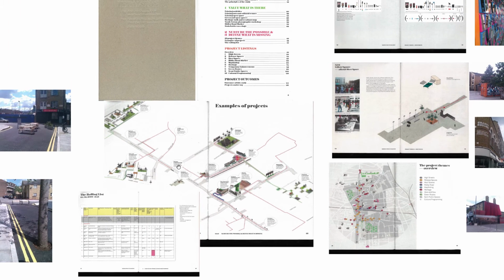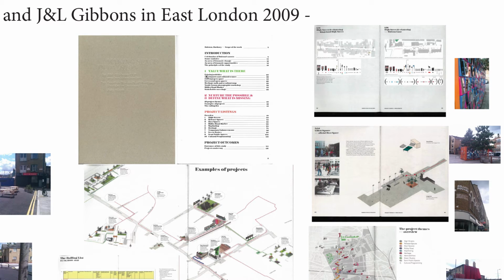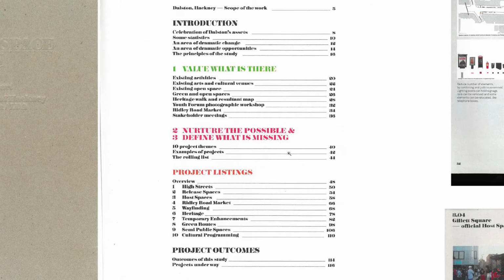And the nice thing about this scheme they did was if you look here, you can see that their strategies were quite simple, which were: value what is there, nurture the possible, and define what is missing. This is a really simple approach. And so the first thing about it is to really understand and appreciate and utilize what's already there. So you don't start by having this idea of the project as the field of dreams: I'm going to drop this in and change everything. You have a really strong understanding about what's already there.